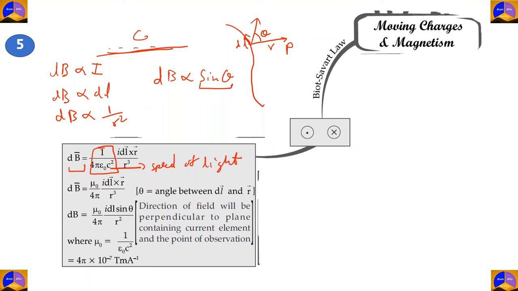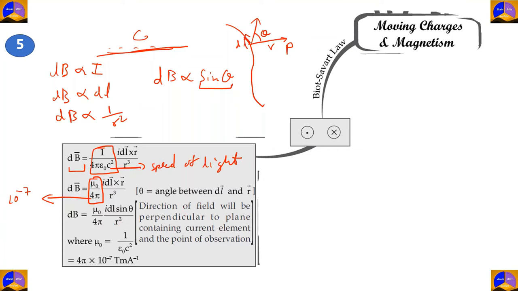So on further simplification, this whole constant becomes mu naught by 4 pi, which has a value of 10 raised to minus 7. And then we get the other side as I dl sine theta, because dl bar cross r bar becomes dl sine theta, and then the r gets cancelled with the r cube in the denominator, so that the denominator becomes r square.